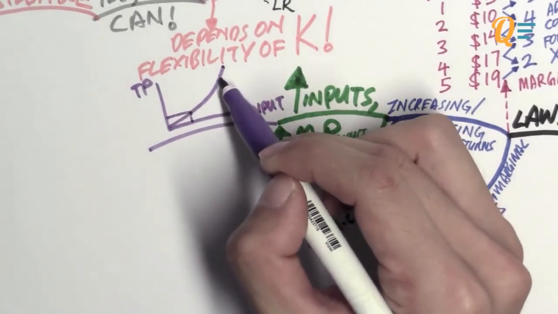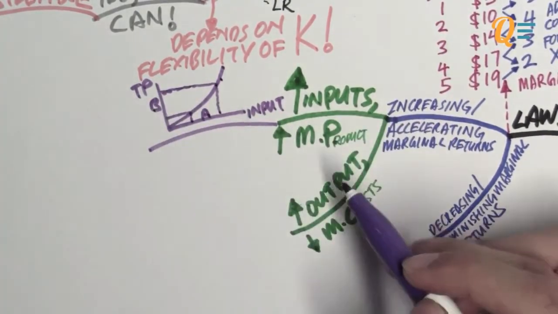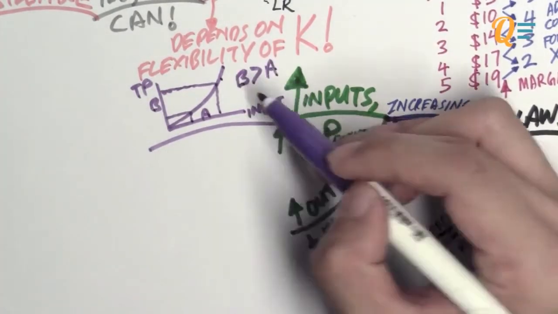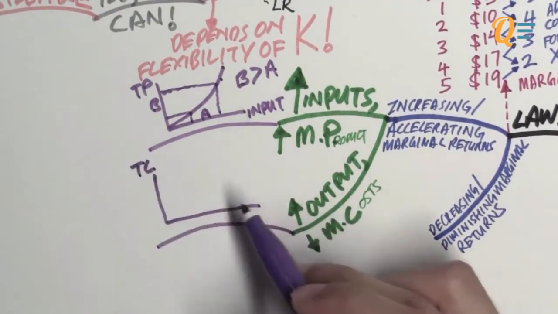You will notice that the gap between the increase in input is going to be much smaller than the gap in the increase in output. So A is going to be smaller than B, or B is going to be bigger than A. Okay, so that's what it means by increasing returns.